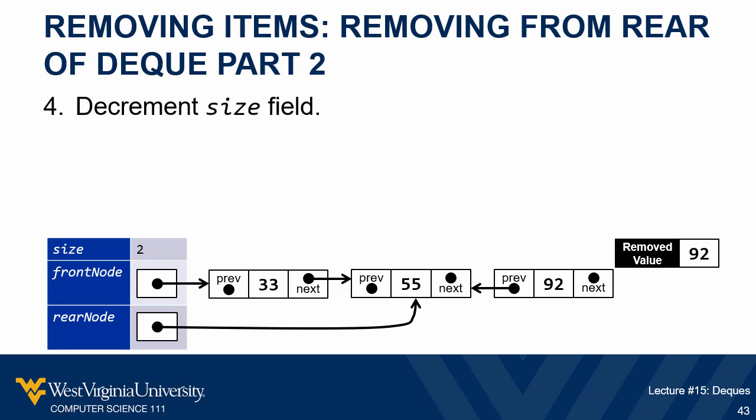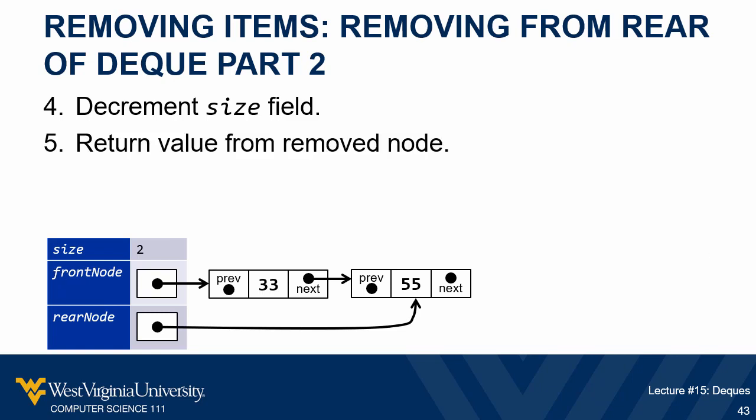We'll decrement our size field to reflect the updated count of how many nodes we have. And then we're going to return the value from that removed node, and that will also get rid of the node when we return from our remove rear method.